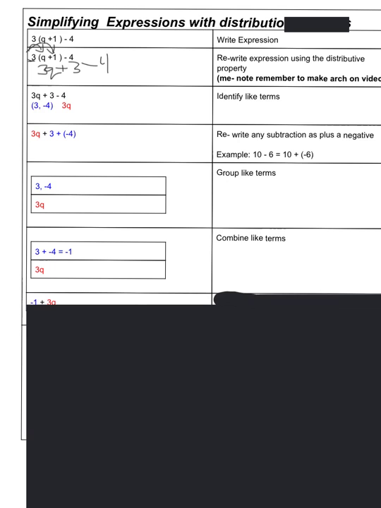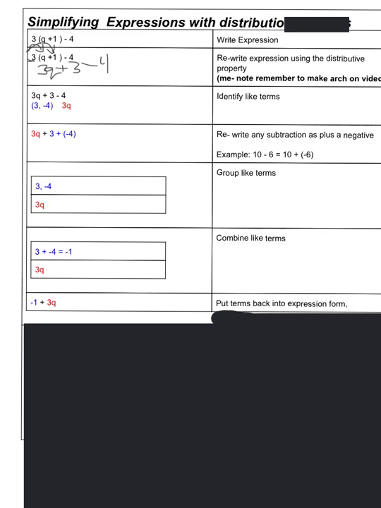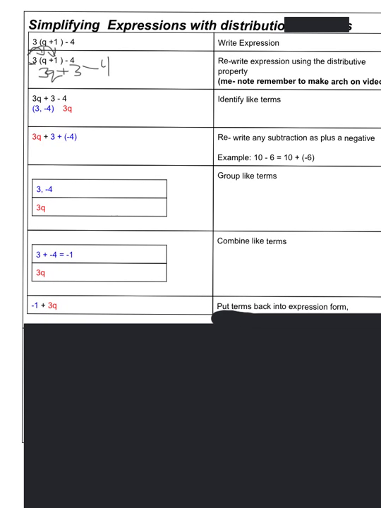After we've combined our like terms, we put the terms back into expression form. And you can see here, we just took our negative 1 and wrote it as a negative 1. And we have our 3q here, and we wrote that as 3q. Now we are done simplifying this expression with distribution.